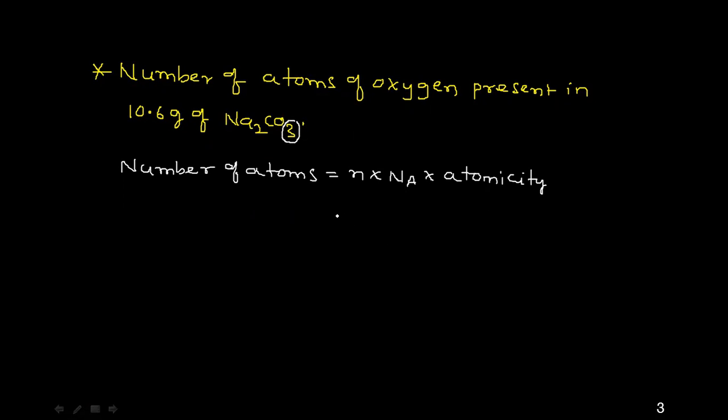So now what is the mass of this sodium carbonate given? 10.6. So its molar mass will be 106, into 6 into 10 to the power of 23, Avogadro number, into atomicity, which is equal to 3. So that is 0.1 times, that is 0.3 into 6, 1.8 into 10 to the power of 23 oxygen atoms.